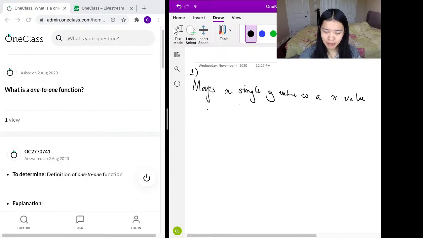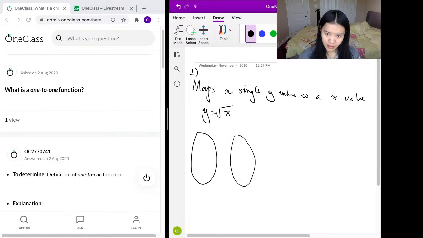let's look at an example of one-to-one function. Or let's look at an example for some functions. Consider y equals root x. Is this a one-to-one function? The answer is, let's look at some values. So first of all, let's look at the value 9. So if y equals 9, what's x? It's just 3, right?